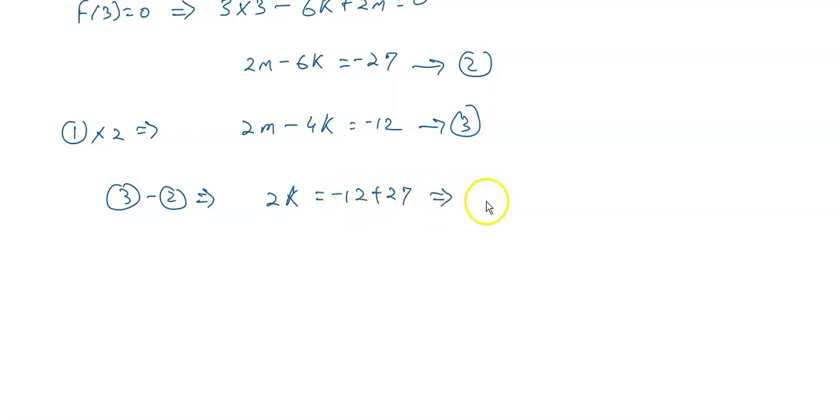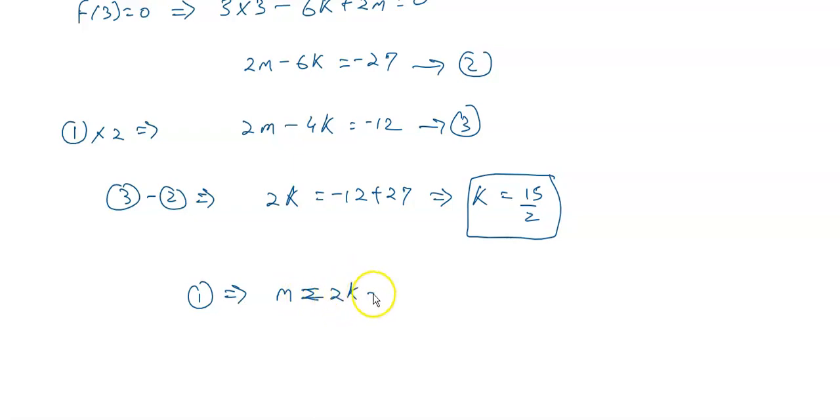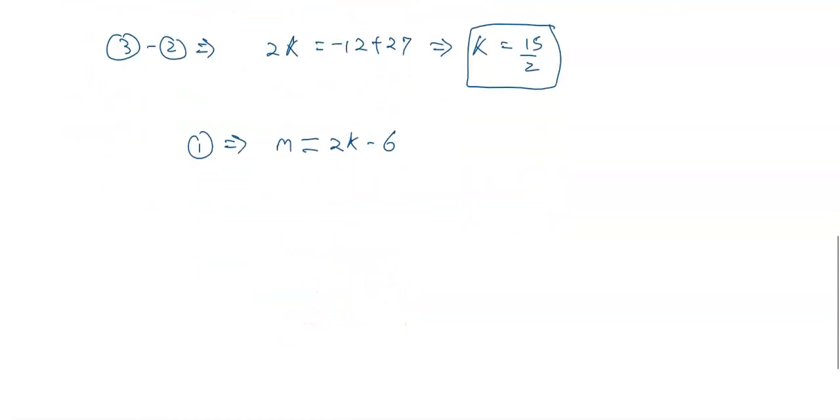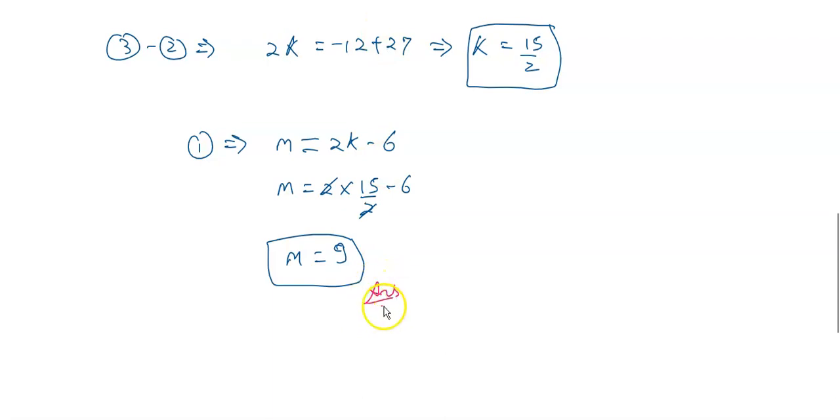So this implies the value of k is how much? 27 minus 12 is 15. 15 by 2. 15 by 2 is the value of k. And what is the value of m? m के लिए हम equation 1 में चले जाते हैं. तो equation 1 implies m is equal to 2k minus 6. So this gives me m is equal to 2 into 15 by 2 minus 6. So m is equal to 15 minus 6 is 9. So which is my correct option? Option B should be the correct answer. Option B.